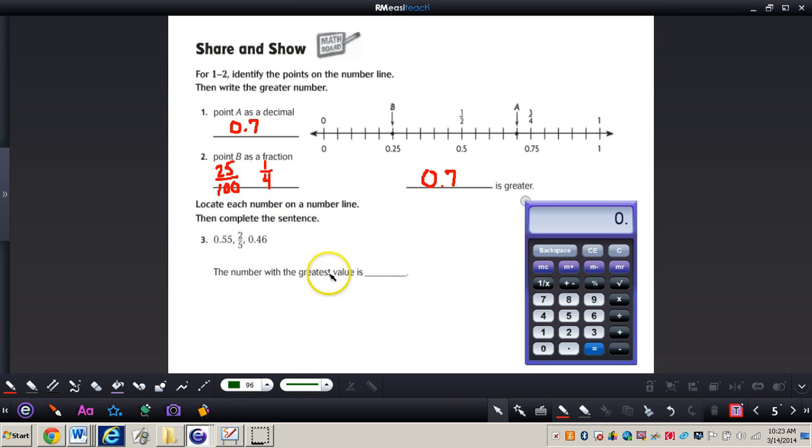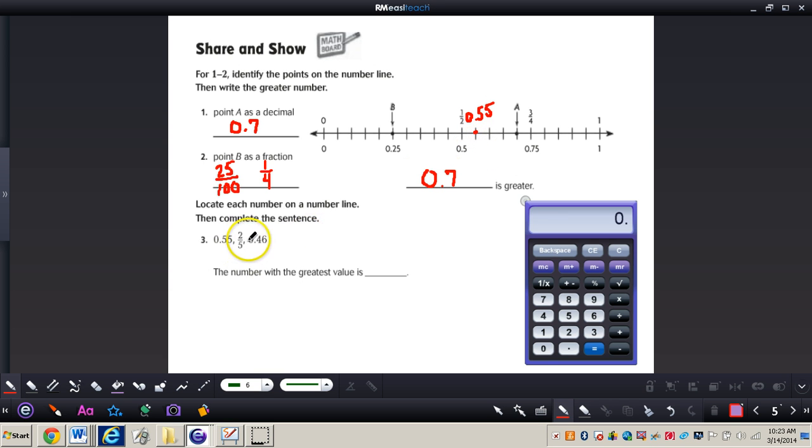The number with the greatest value is blank. Okay, now it is very easy, since we have the decimals already given to us, to find the decimals on this number line. Okay, so 55 hundredths. We know that 5/10 is right here. Since it's divided in 20, every new step is going to be another 5 hundredths. So right here, we could easily see that this is 55 hundredths, located right here on the number line.